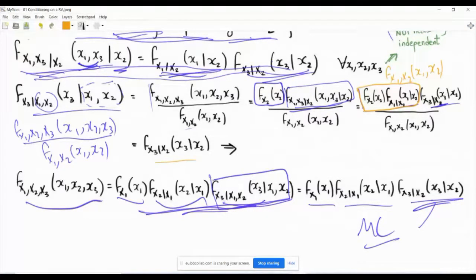Okay, and so please spend some time playing with this, writing down the joint in terms of the conditional distributions and vice versa. It is very useful in applications for probability and statistics.